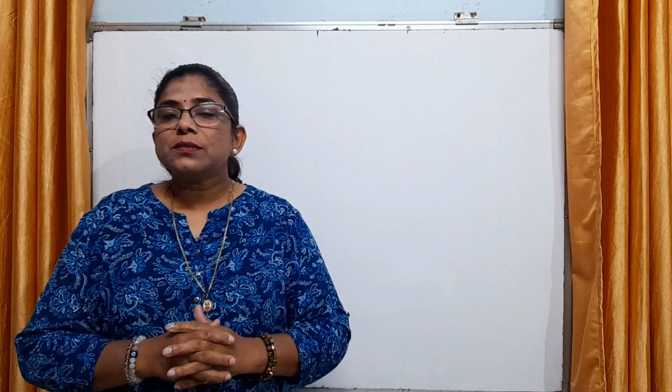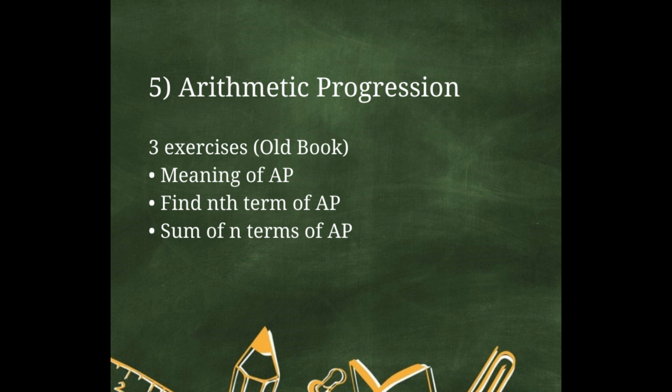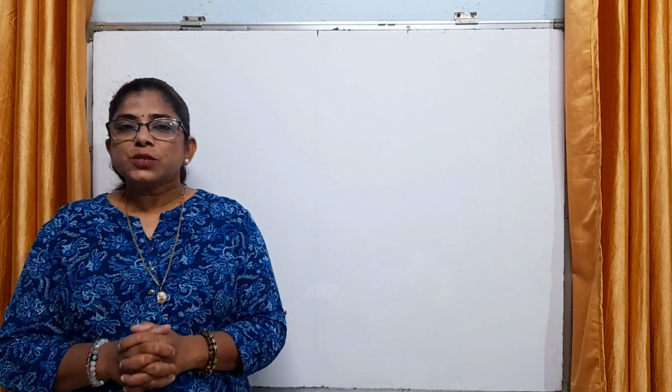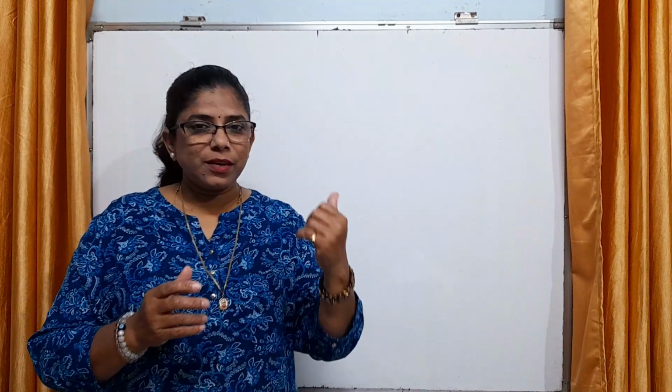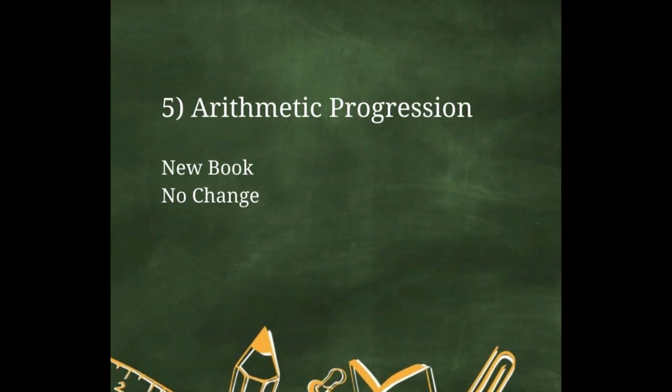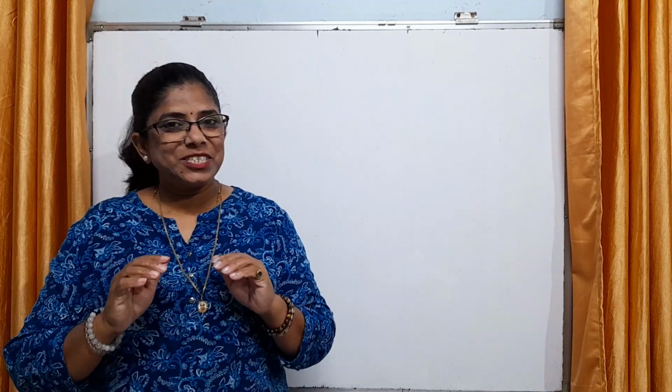Now the next chapter is arithmetic progression. There is no change in this chapter. What is the meaning of arithmetic progression? How to find the nth term of arithmetic progression and how to find the sum of n terms of arithmetic progression. So all these things are as it is. So 3 exercises were there in your old book and 3 exercises are going to be there in your new book. So there is no change in this chapter.